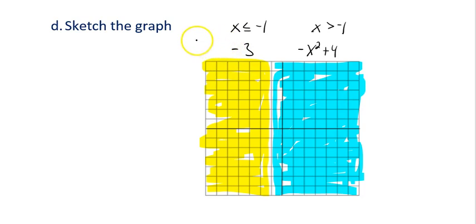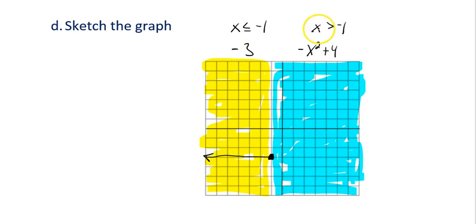Now, the first one is really easy. When it's just -3, when it's just a number, that's a horizontal line. It's just like having y equals -3. Horizontal line at -3, and because this is a less than or equal to, I'm going to have a closed circle on that -1. So I'm going to go to -3, I'm going to do a horizontal line, and when I get to -1, I'm going to do a closed circle. And so I just have that line in this section of the graph.